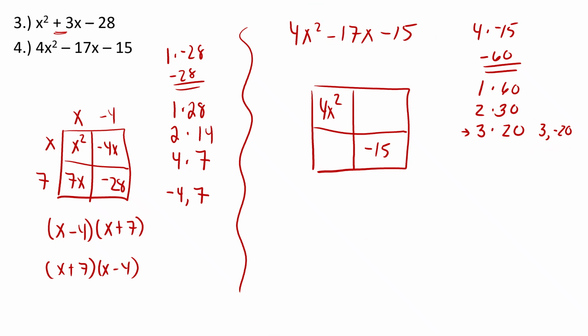So I'm going to go ahead and stop that process right there because I found the combination of numbers that works. But if you didn't find it or you weren't sure, you would keep going. So you would do 4 times 15.